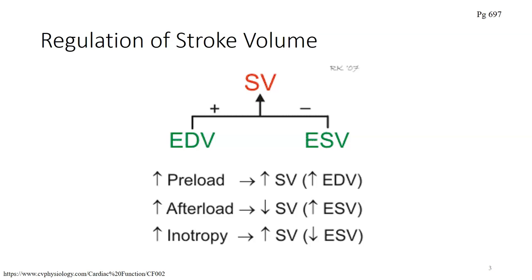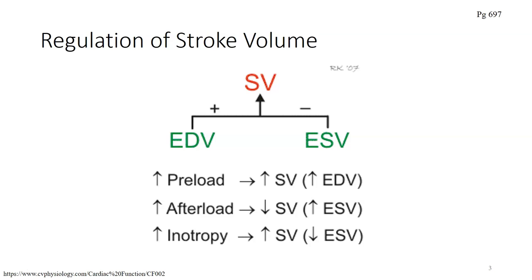End diastolic volume is affected by the length of the ventricular diastole and venous pressure, and is approximately 120 milliliters per beat. End systolic volume is affected by arterial blood pressure. That is, the higher the arterial blood pressure, the more difficult it is for the blood to exit the heart, as well as the force of ventricular contraction, and is approximately 50 milliliters per beat.